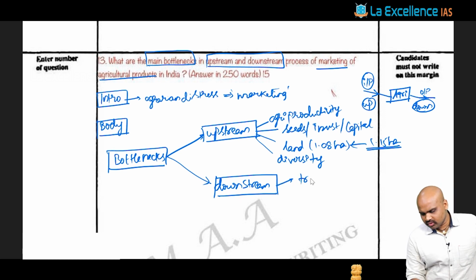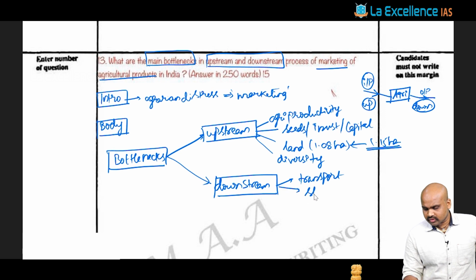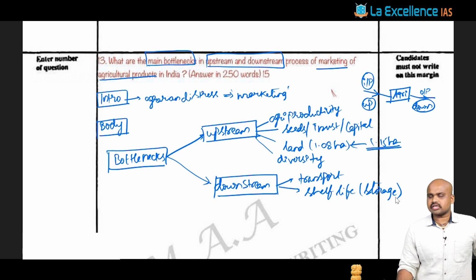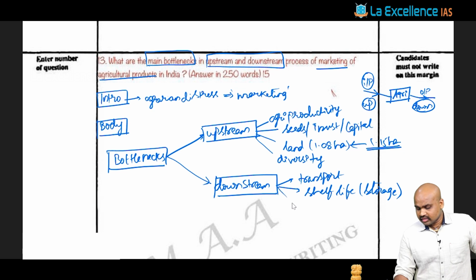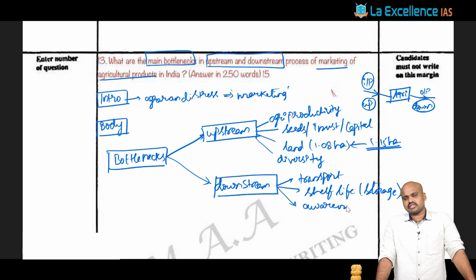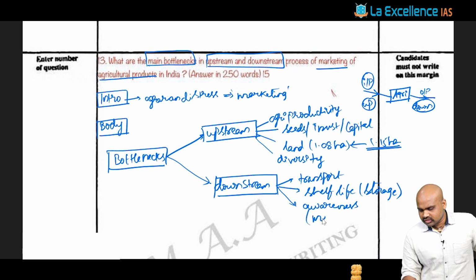Then apart from that, the second aspect with respect to the bottlenecks is the downstream process. The major downstream bottlenecks that we have are with respect to transportation, and you also see the impacted shelf life. When you talk about the impacted shelf life, it fundamentally means that there is an issue with respect to the storage systems. There is an issue persisting with the storage system, which is creating the shelf life problem.